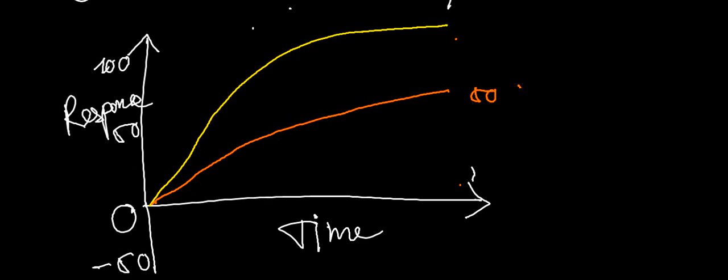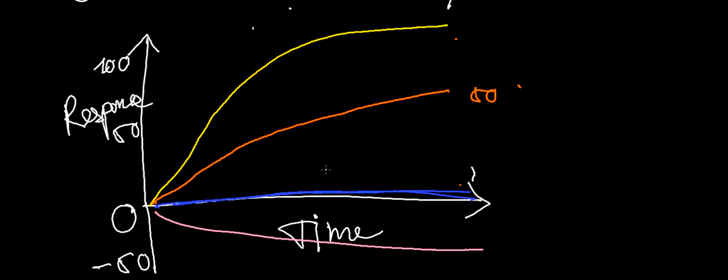And then if you have an antagonist that blocks the activities of an agonist, the antagonist is the flat line. So this is the antagonist. And finally, if you have an inverse agonist, it will cause the opposite effect to your agonist. So this is your inverse agonist.